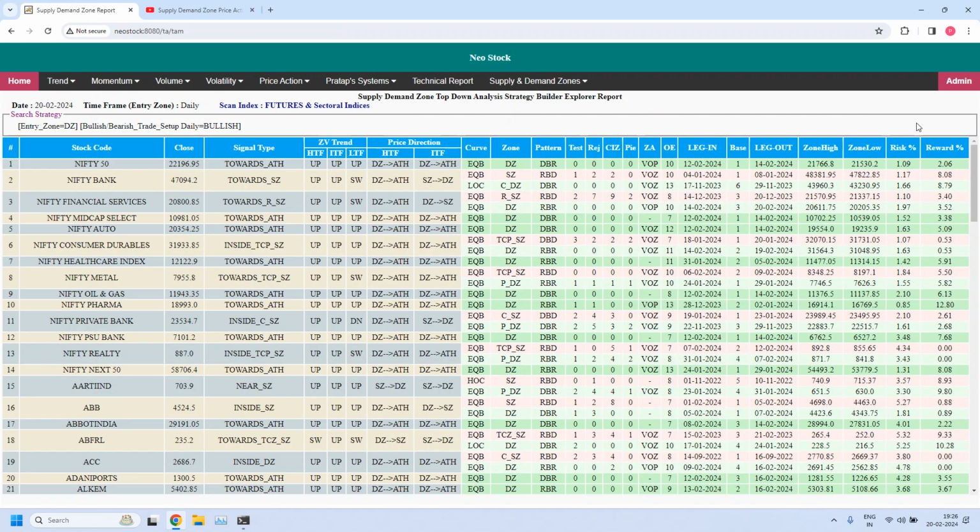Now it will filter all the stocks that are supporting bullish trade setup. But here we do not use pierced zones. Look into the column PIE. Some of the stocks are having a pierced count. Look into Nifty Metal. It is having a pierced count 1. So we don't use this. Similarly, look into Nifty Private Bank. It is a pierced zone. We don't want stocks having pierced zone.